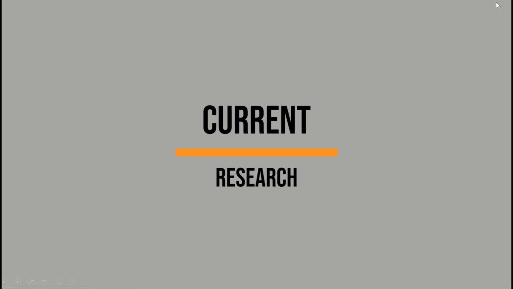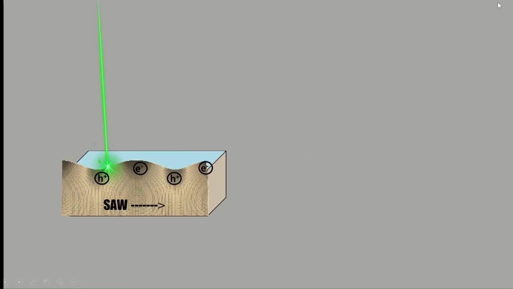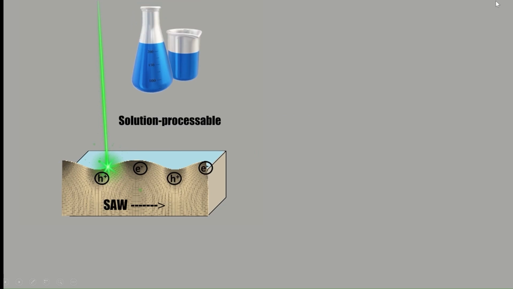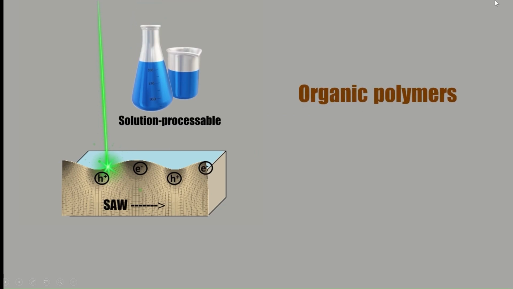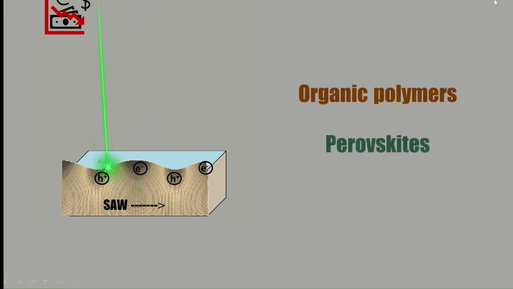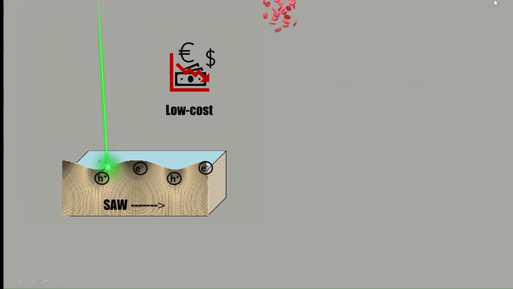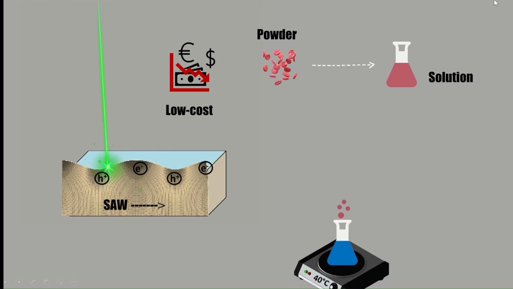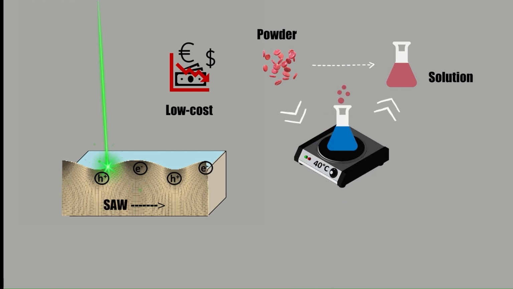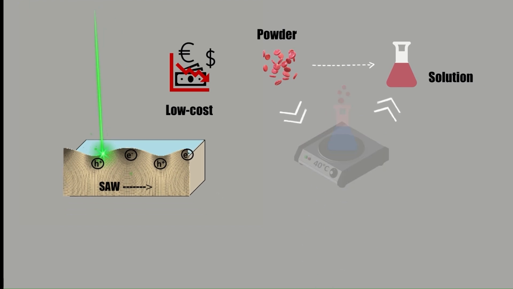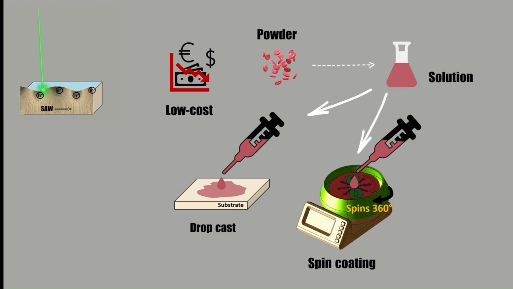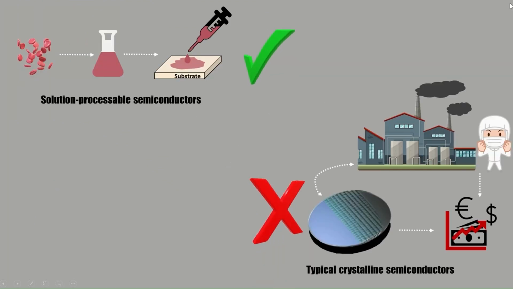My current research focuses on such behavior in lesser studied emerging semiconductor materials, such as solution processable semiconductors like organic polymers and perovskites. These are of low cost, mostly found in powder form, and can be transformed into a solution by a simple process, and finally deposited easily by drop cast or spin coating. The whole process is in contrast to the typically used crystalline semiconductor materials.